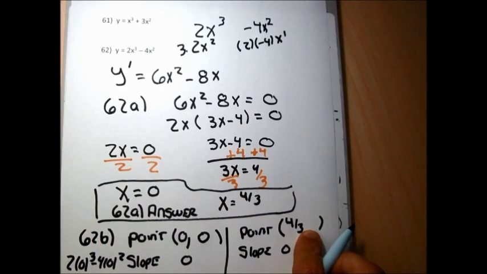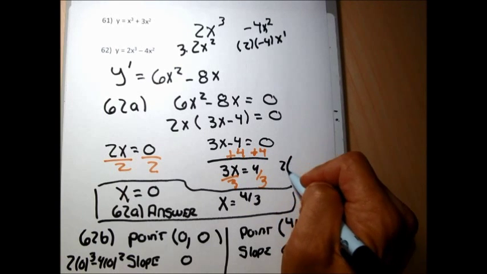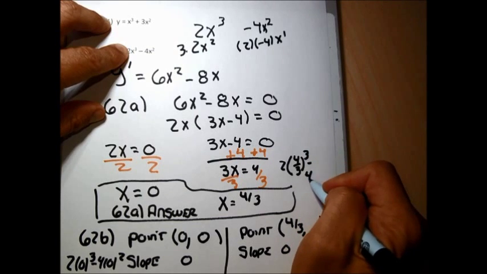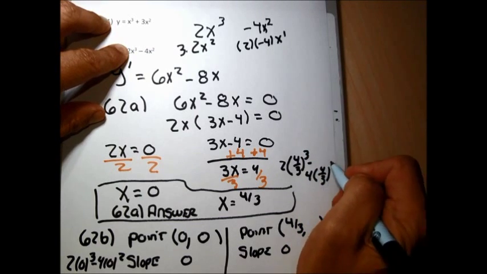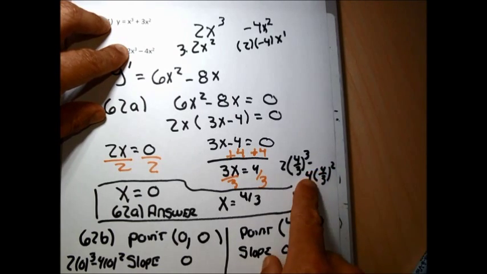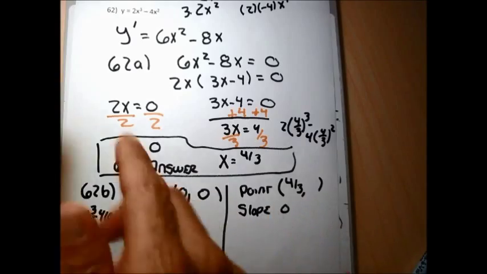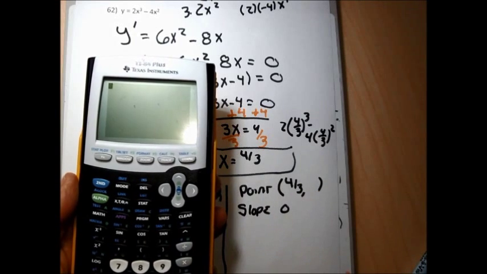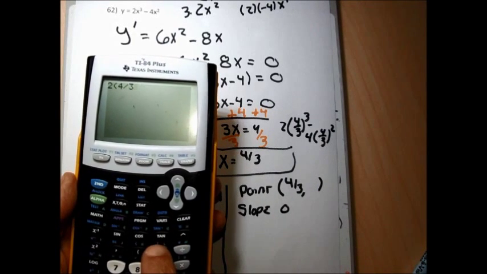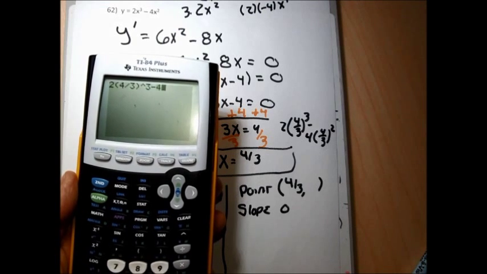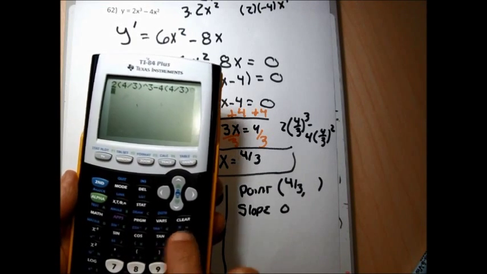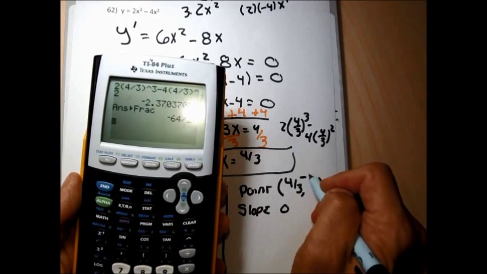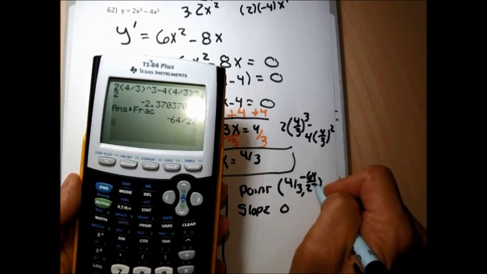To get this y-coordinate, I have to go 2 times 4 divided by 3 cubed minus 4 times 4 divided by 3 squared. And it's going to turn into a fraction. I'm going to have to math enter to make that into a decimal that I'll make into a fraction by math entering. So for this y value, I go 2 parentheses 4 divided by 3 up arrow 3 minus 4 parentheses 4 divided by 3 up arrow 2 decimal math enter. This y coordinate is negative 64 over 27.